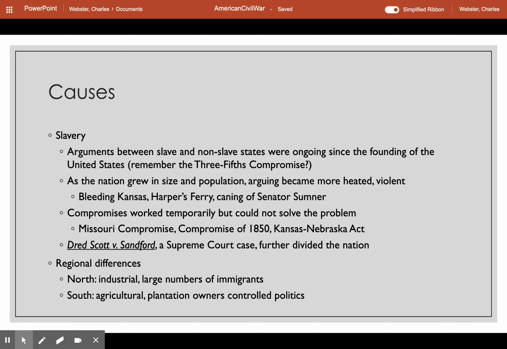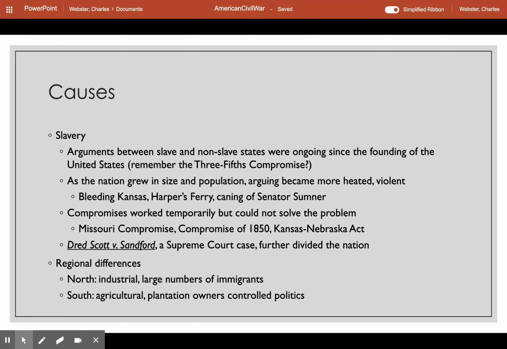This argument about slavery had been going on since the United States existed, actually before the United States even existed, going all the way back to the first colonies. Remember Bacon's Rebellion, when we were learning about that, when you saw a sharp increase in the number of slaves in the American colonies? It caused a lot of tension even back then. But since the founding of the United States, the arguments over slavery had continued and intensified. Remember the Three-Fifths Compromise, the one that we learned about.